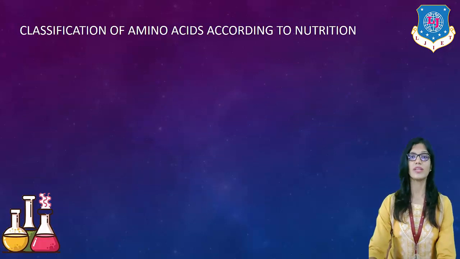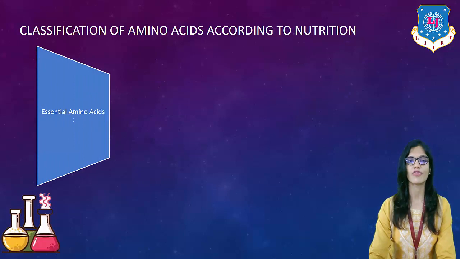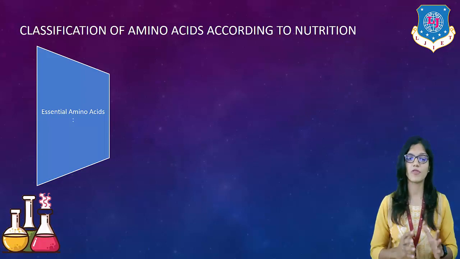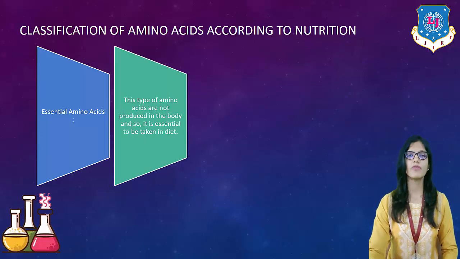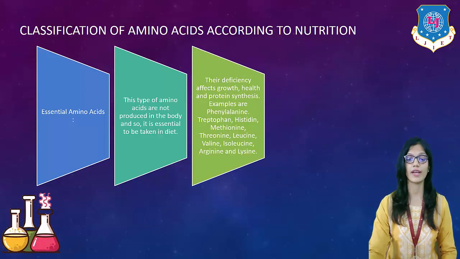Okay. Our next one here is classification of amino acids according to nutrition, depending upon their use in our body, or what the need of our body is. We can classify them into the first main one, which is essential amino acids. This type of amino acid is not produced in the body, so it is essential to take it in the diet. Their deficiency affects growth, health and protein synthesis.